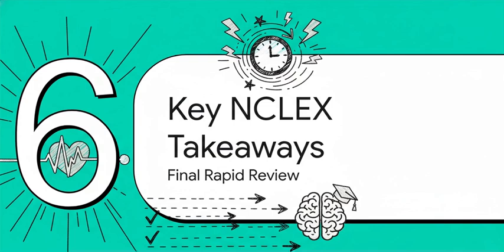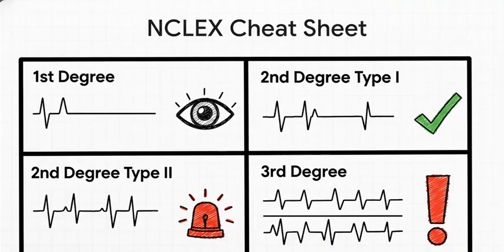Okay, we have covered so much ground. Let's boil it all down to a final rapid-fire review of exactly what you need to know for your exam. This right here, this is your mental cheat sheet. Let's lock it in. First degree, long PR. Just watch them. Second degree, type I, Wenckebach. PR gets longer, then drops.